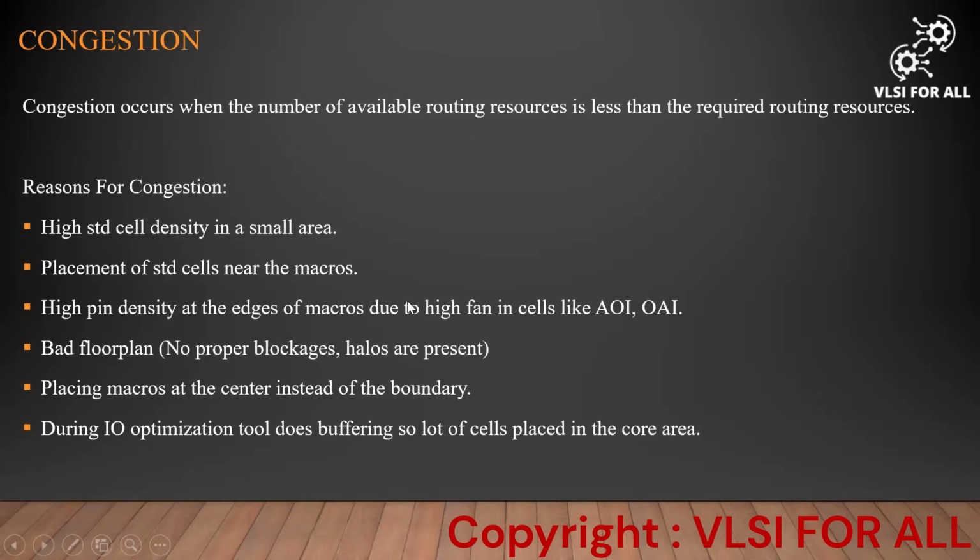Moving to the next stage, congestion. As we discussed, the major issues we face in the placement stage are congestion and timing. So what is congestion? Congestion occurs whenever the available routing resources are much less than required. If the available is, let's say, 10, but the requirement is 20, there will be a lack of routing resources.